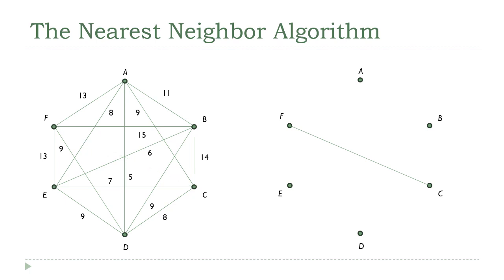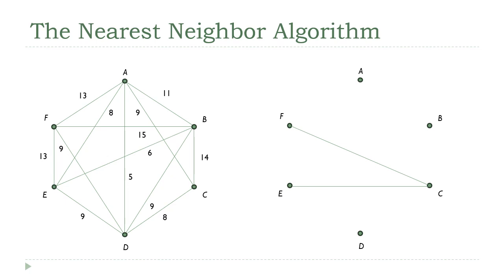Now, coming out of C, our options are 14, 15, 7, and 8. So the least cost edge is going to be the 7. You see, things have gotten interesting already. That edge from E to C was not in the circuit that we ended up with in the previous question. So already we've gotten a different result. We'll talk more about that in a minute.